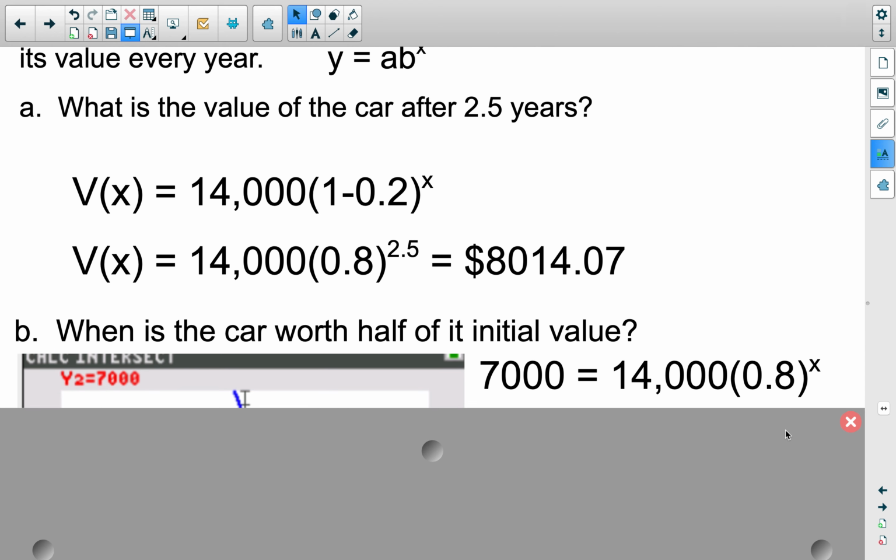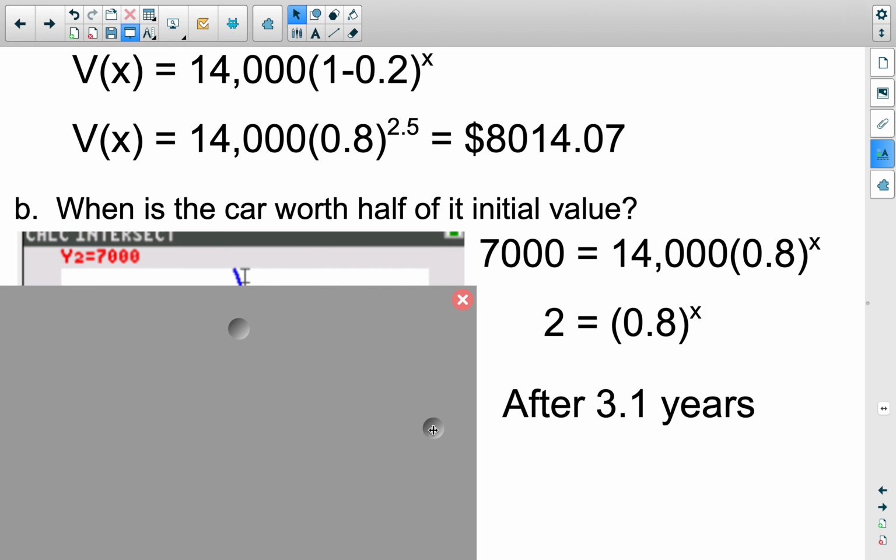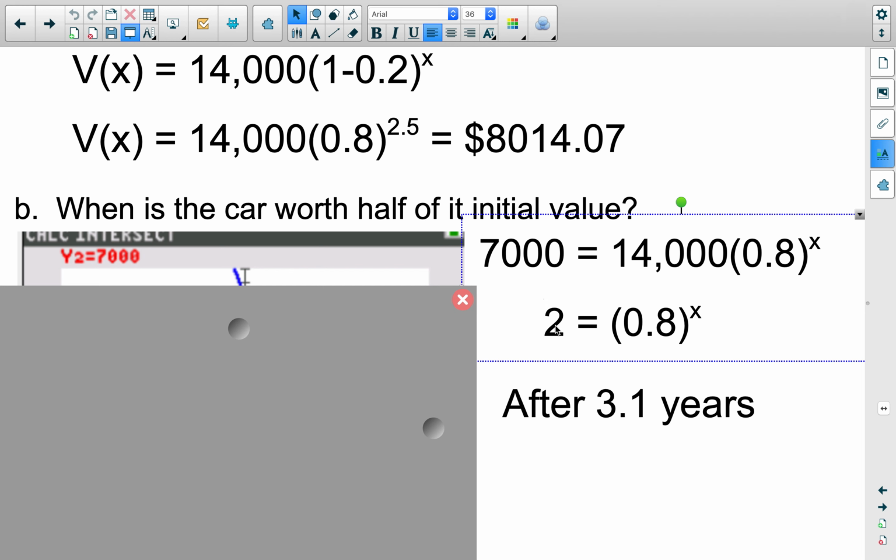Okay, and again, algebraically speaking, I could divide both sides by the 14,000 to try to solve for x. You can't take the log of these yet because the 0.8 is raised to the x, so be careful with that. But if I divide both sides by 14,000, I get 1/2. I'm sorry, I don't get 2, I get 1/2. I'll fix that right now. So I get 1/2.